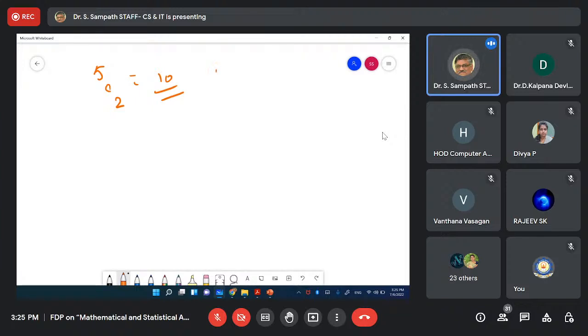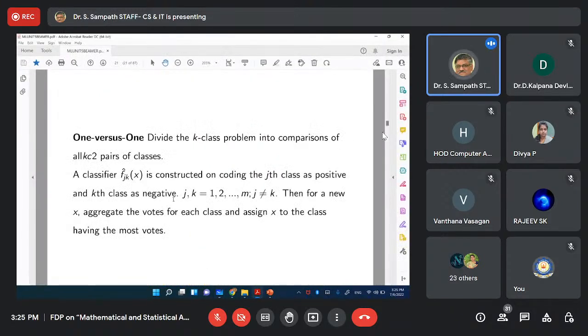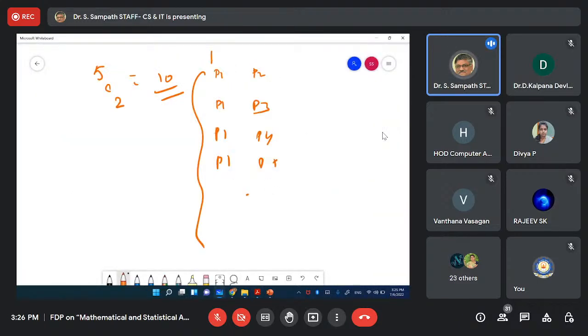Understood? So, for example, period 1, period 2; period 1, period 3; period 1, period 4; period 1, period 5; like that you'll be having 10 such pairs. Now, corresponding to each pair, you have to construct a classifier. The classifier fjk(x) is constructed by coding the jth class as positive and the kth class as negative. So here P1 is the positive class, P2 is the negative class.